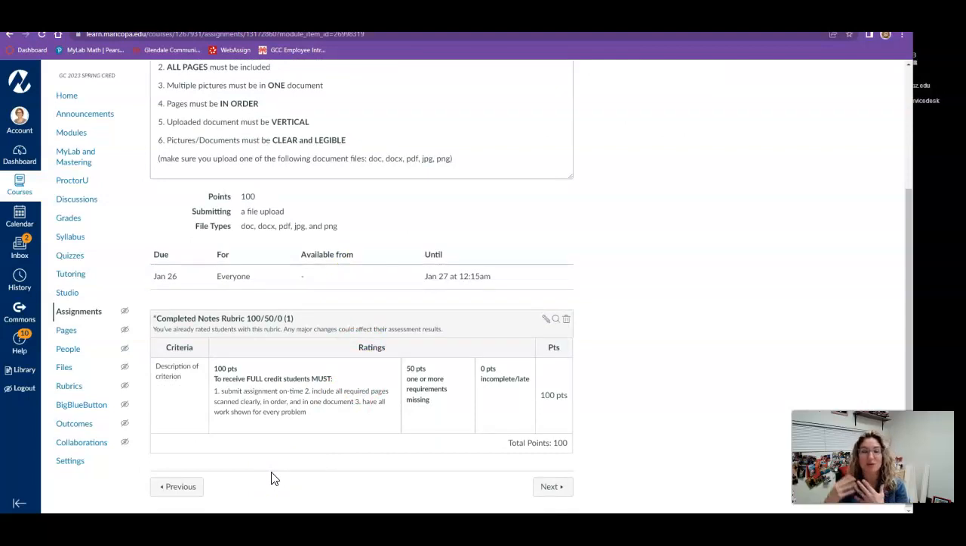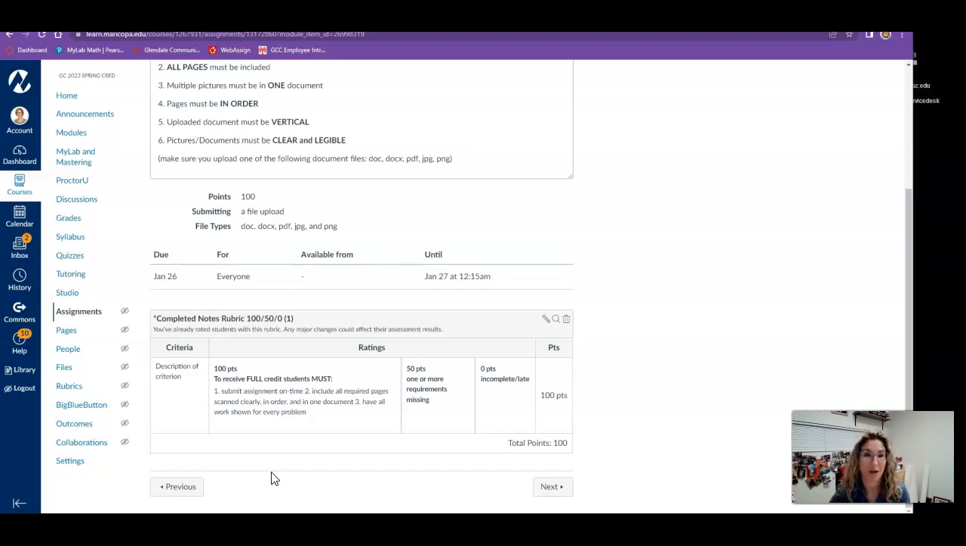For me, your notes are perfect if you've submitted your assignment on time, you've included all the pages scanned clearly in order in one document, and you have all the work shown for every single problem that we've discussed in the video. If you have all of that, you get your full 100 points. If you don't have all of that, you only get half credit. You get 50 points, so one or more of those requirements is missing. If you have less than that, if it's incomplete, if it's late, you get 0 points. It's either all, half, or nothing.